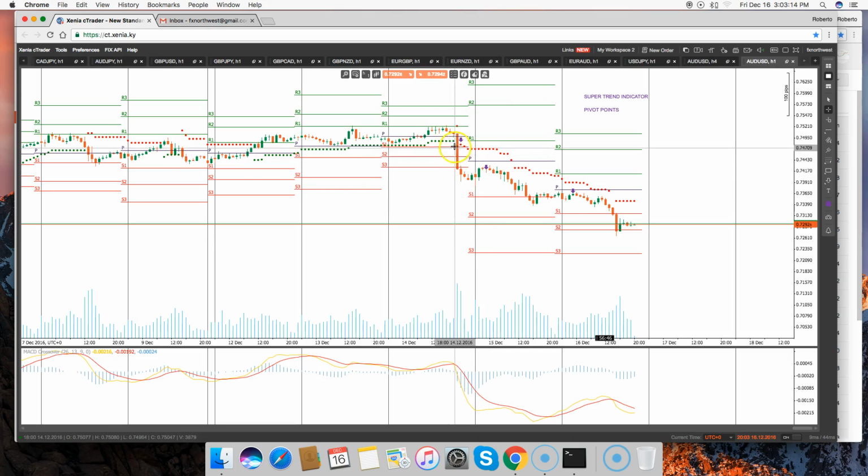and then I start looking for exits around the S2, S3 level. If the market has not done its daily range by the time it hits S2, then I most likely would stay in that trade longer, and notice it even broke S3. Okay, now here's the following day.